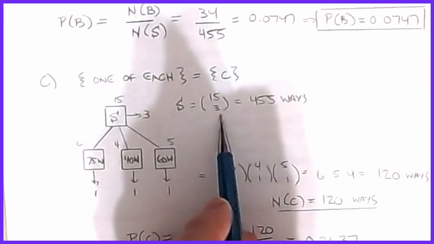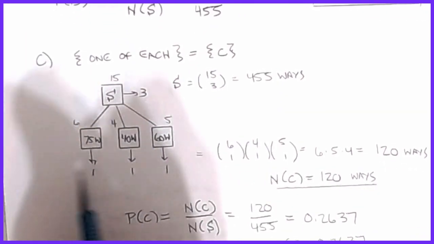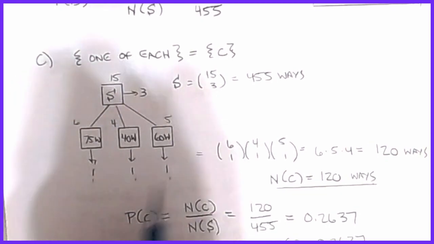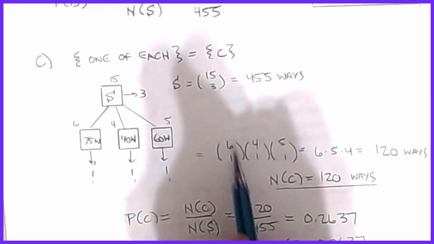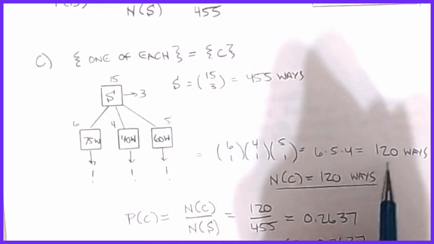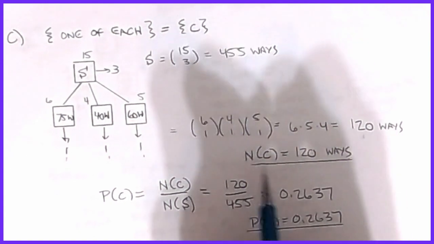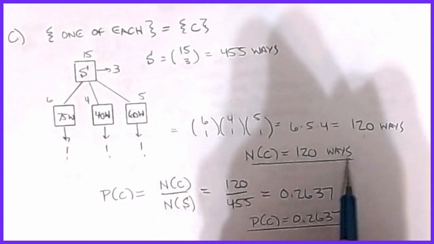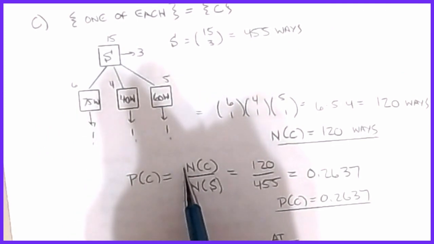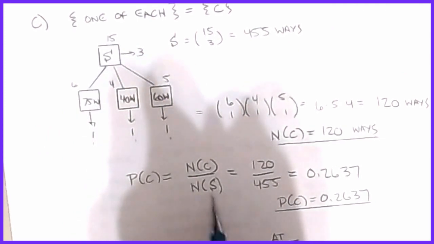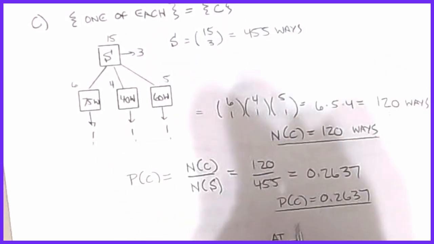So we're going to do sample space is 3 on 15. That's 455 ways again. And the pool problem for this is just 1 from each of the pools, right? So it's 1 on 6, 1 on 4, 1 on 5. 6 times 5 times 4 gets me 120 unique ways that can happen. So the number of ways for event C is 120, right? Then the probability is the number of ways of C over the number of ways of the sample space, 120 over 455, or 0.2637.